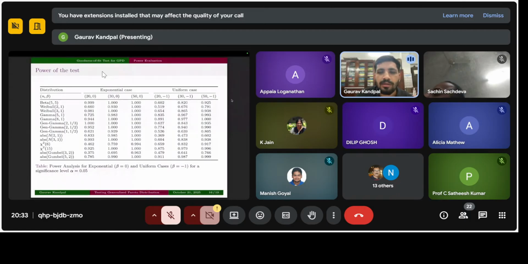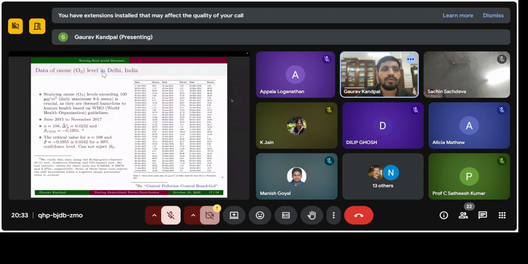These all powers are taken under a significance level of 0.05. Further, we have taken a real life example. This is the data of ozone level excess of Delhi, India, from June 2015 to November 2017, and this data is provided by the Central Pollution Control Board, Government of India.